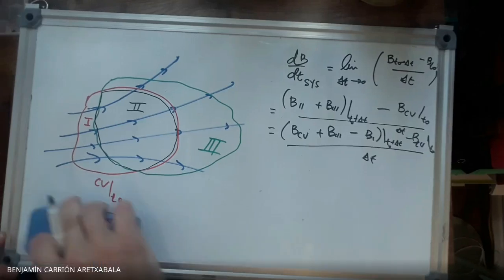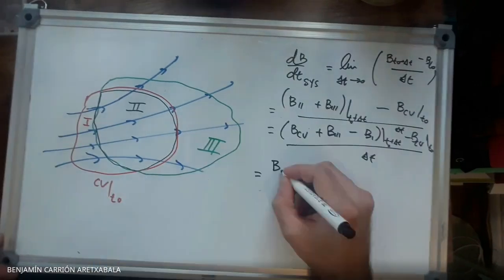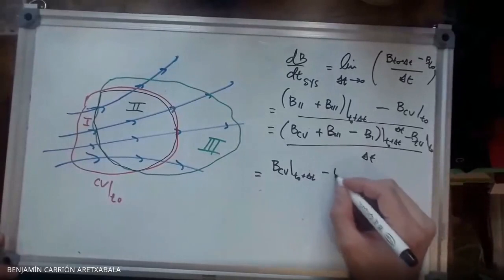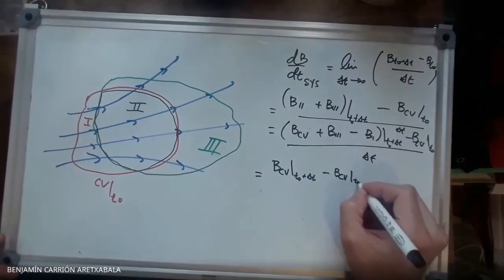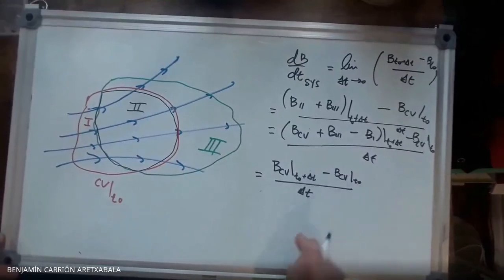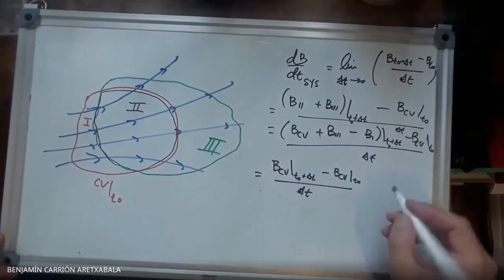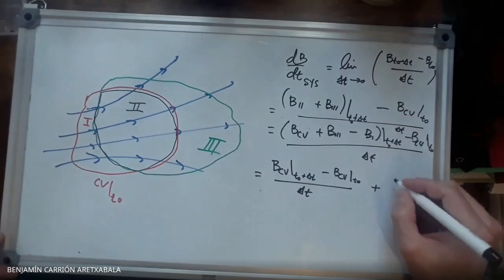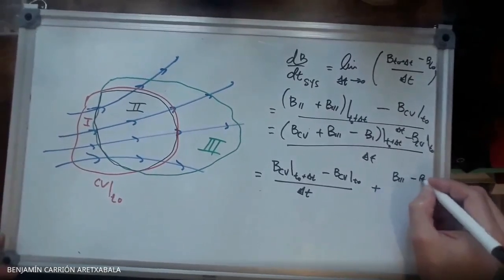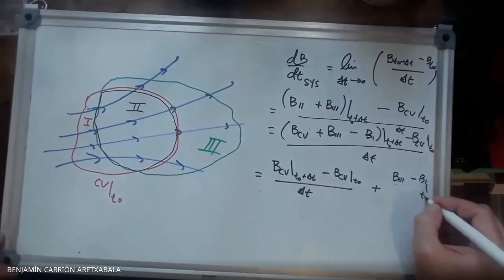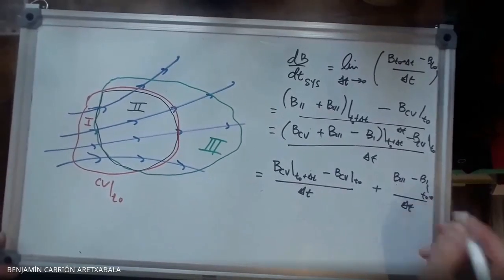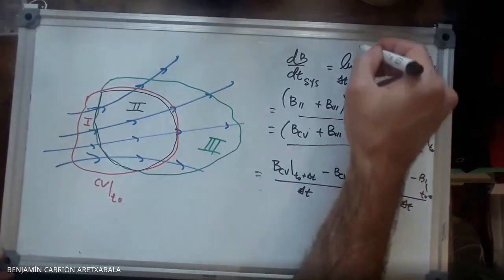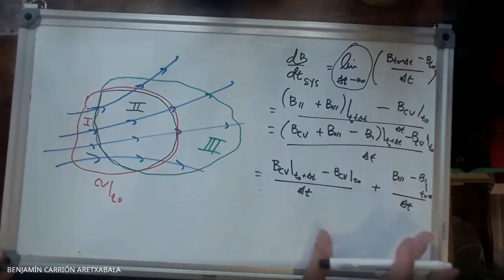You can rearrange this and you end up with B at the control volume at time t0 plus delta t minus B at the control volume at time t0, divided by delta t. So this is 1 plus B at 3 minus B at 1, all of these at t0 plus delta t. I'm sorry, times delta t. Okay. So basically, all of this has the limit, so I'm just not writing it down, but just keep in mind.